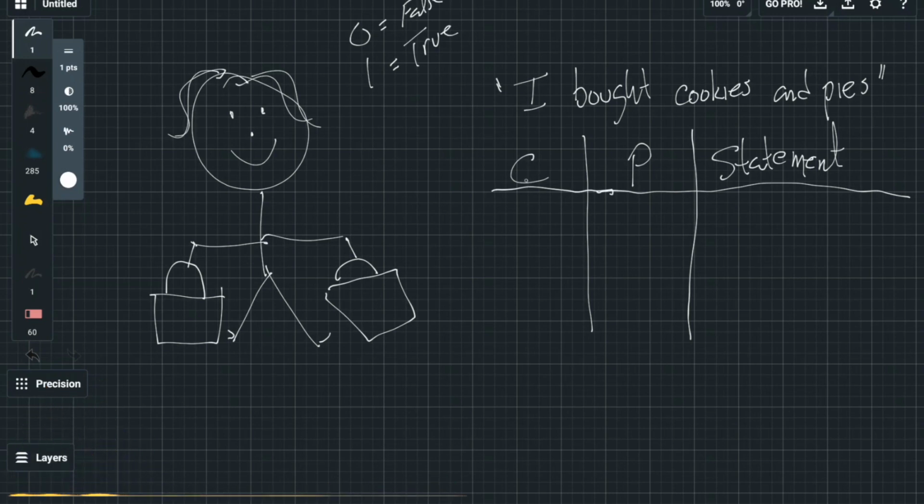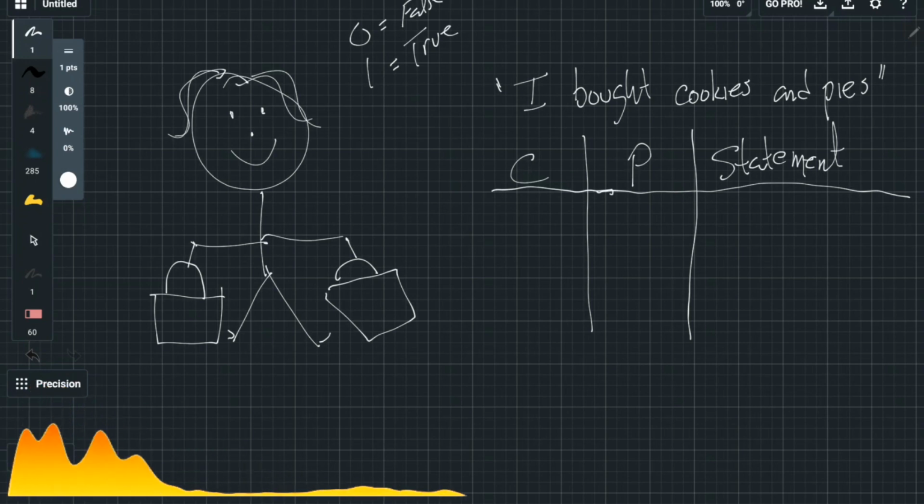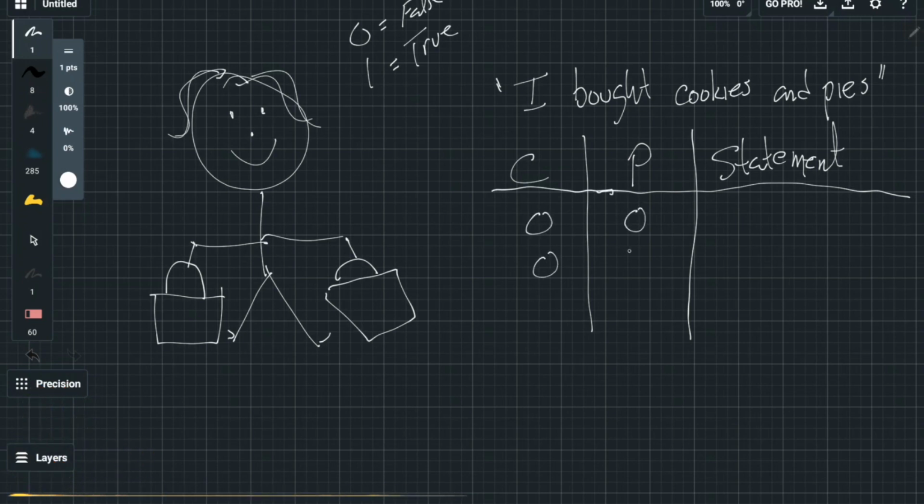So we've got 4 possible combinations, because we have 2 inputs here. We've got a C for cookies and a P for pies. How many combinations of things can you have? Well, there's only 4, right? You can have none of either of them. You could have one of each, or you could have both. And so there you go.